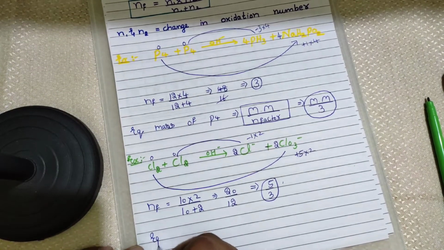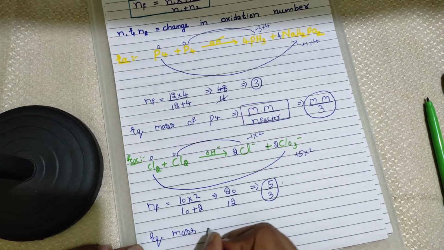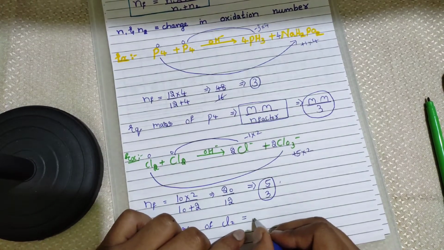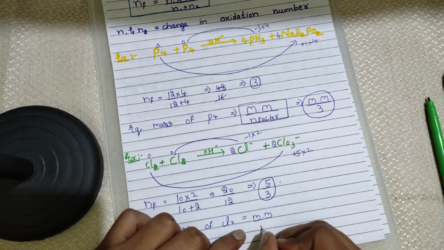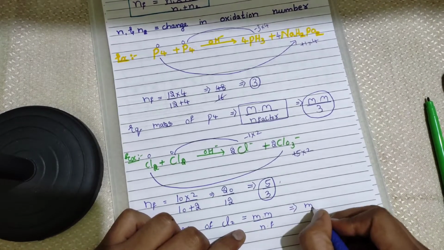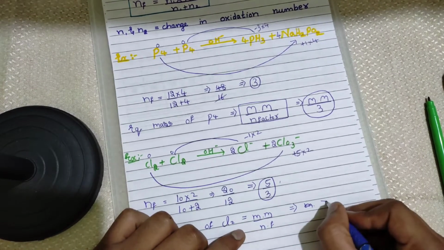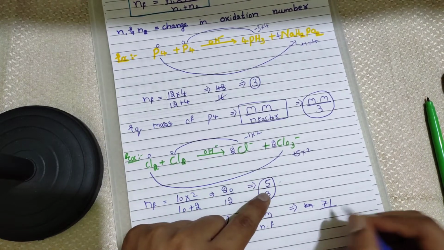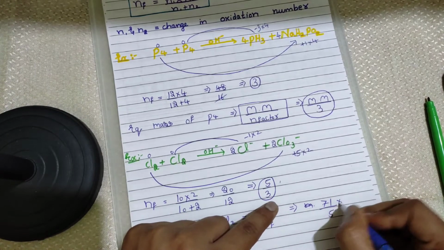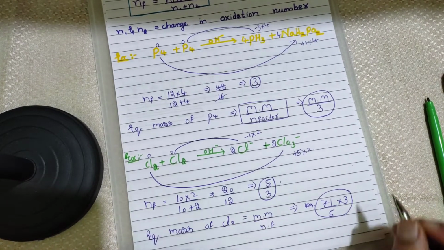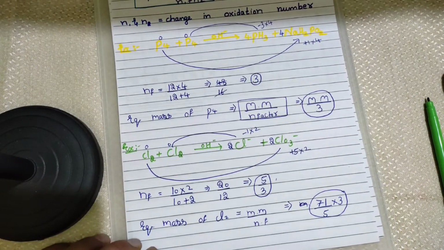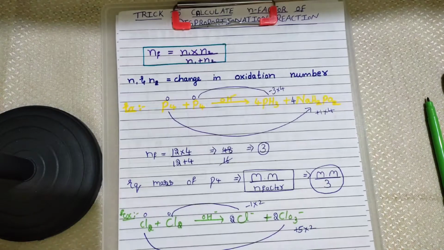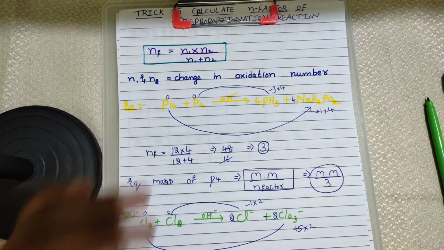Again, they will ask you for the equivalent mass of chlorine. What is equivalent mass? Molecular mass by n factor. They will give you the molecular mass; the molecular mass of chlorine is 71. So 71 by the n factor, 5 by 3. The 3 will go in the numerator. If you calculate this, you will get the equivalent mass of chlorine. Very simple, just use this formula. Remember n1 and n2 are the change in oxidation number; balance it and you will get the answer within a few seconds.